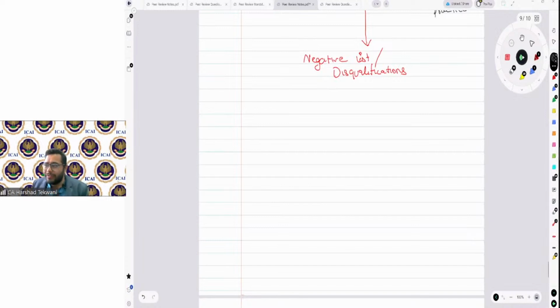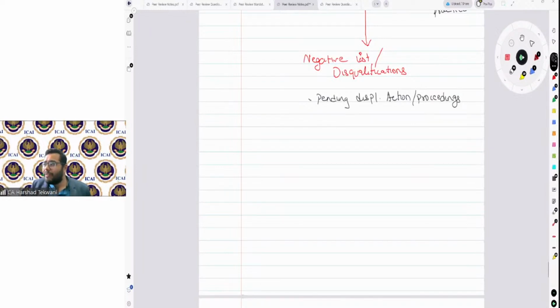If any disciplinary action proceeding is pending against him. So, pending disciplinary action / proceedings. Okay. If this is the case, then he is not eligible to get appointed as a peer reviewer or to get enrolled as a peer reviewer.